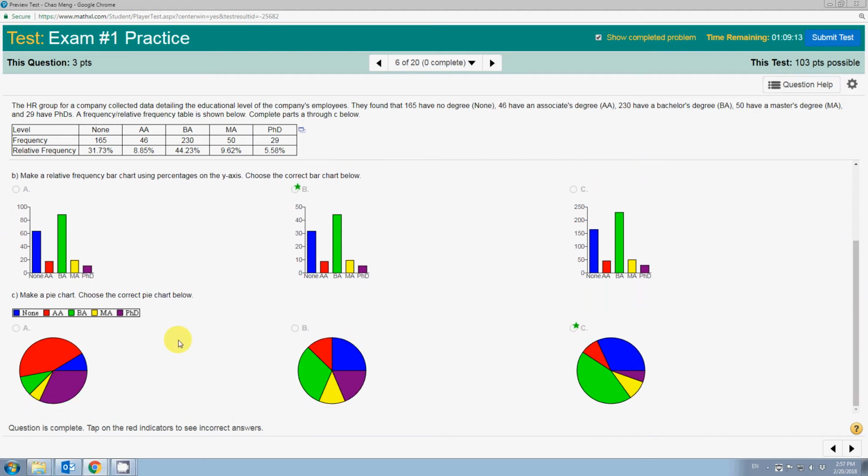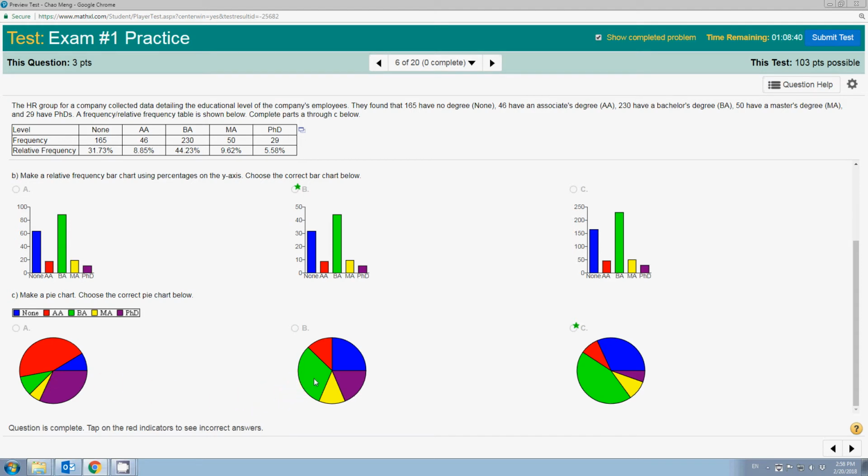If we look at the part C question, we are talking about the pie chart. We know from the relative frequency data that the BA has the highest relative frequency, which is about 45%. So the green one should be about 44% in the pie chart. So A cannot be correct. This is way less than 44%, so A is not correct.